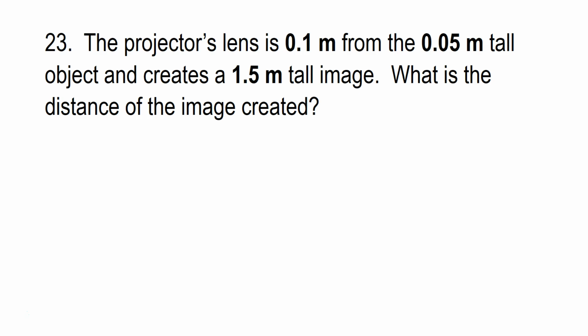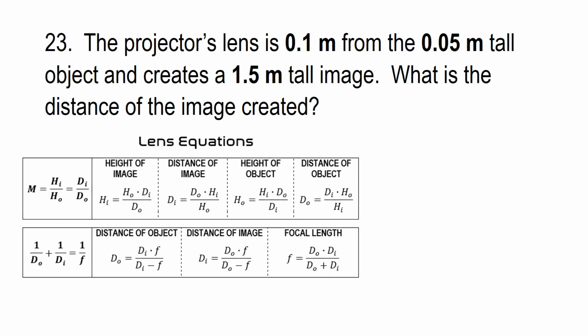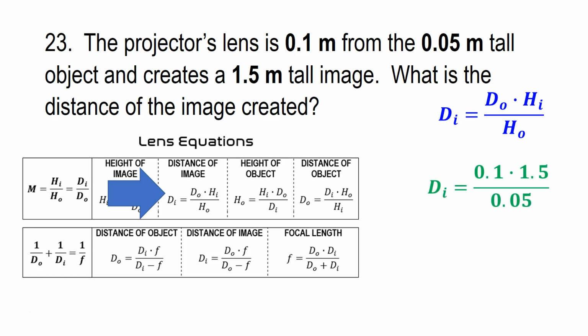What is the distance of the image created? We're solving for di. So look at our formula. We need di. There's a couple ways to find di, but only one that uses do, ho, and hi, the information we already have. We plug in what we know to our given formula, simplify the top, simplify the bottom, and then we divide. 0.15 divided by 0.05 gives me 3 centimeters. That means the image created is 3 centimeters away.